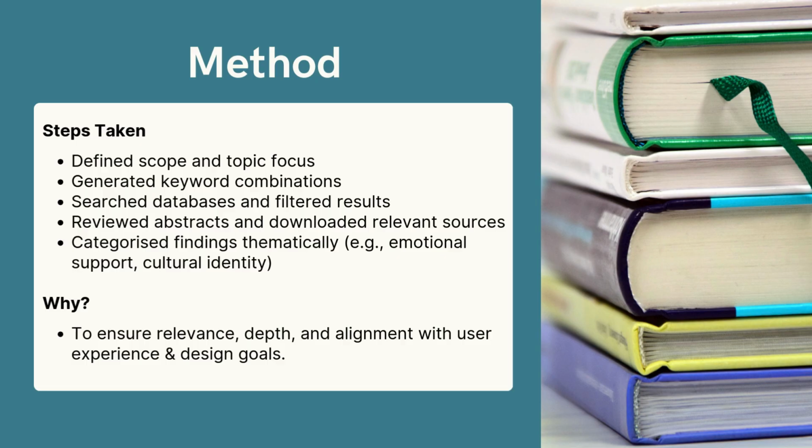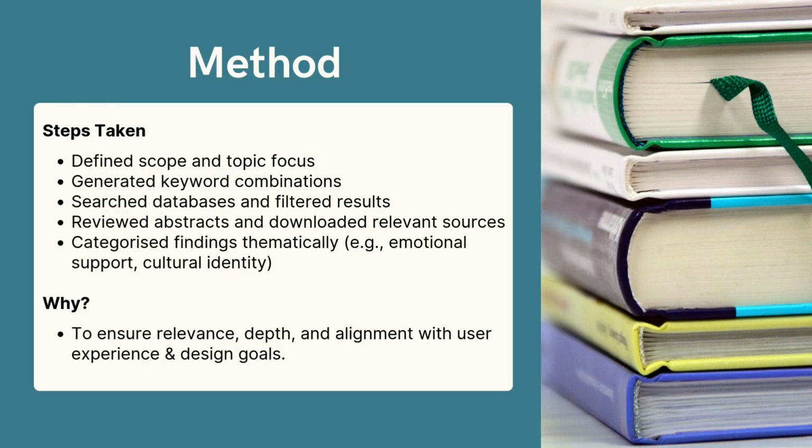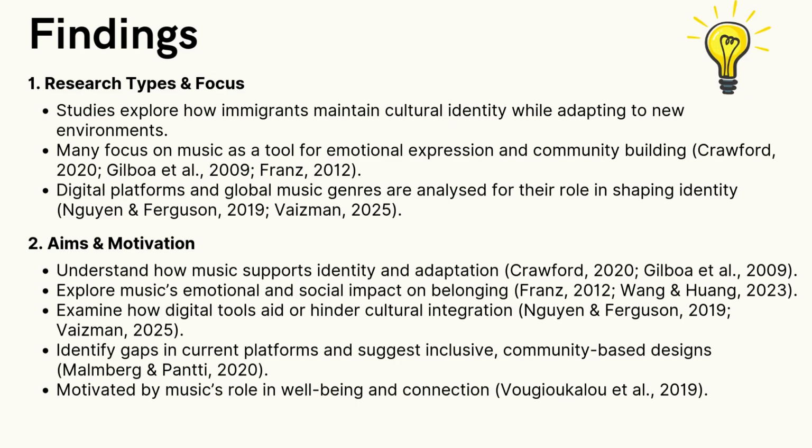To ensure relevance and depth, I followed a clear process. I defined the scope and refined the topic. I created keyword combinations and searched through databases. After filtering the results, I reviewed abstracts and downloaded relevant sources. Then I grouped findings into themes like emotional support, cultural identity, and social interaction, ensuring alignment with both user experience and design goals. Now, let's move into the findings section.